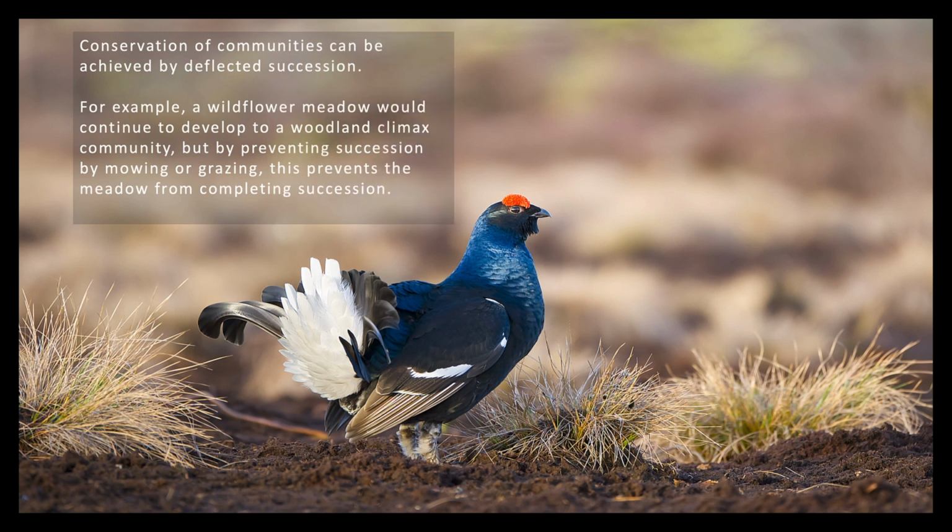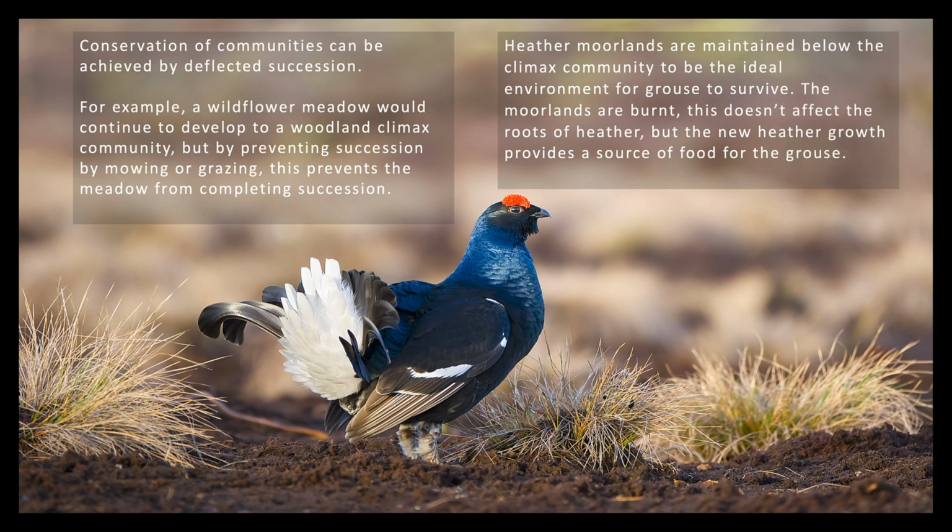Conservation of communities can be achieved by deflected succession. For example, a wildflower meadow would continue to develop to a woodland climax community, but by preventing succession by mowing or grazing, this prevents the meadow from completing succession. Heather moorlands are maintained below the climax community to be the ideal environment for grouse to survive. The moorlands are burnt. This doesn't affect the roots of heather, but the new heather growth provides a source of food for the grouse.